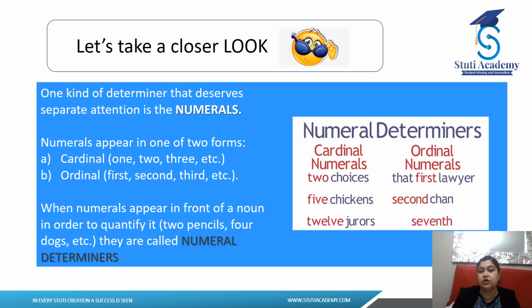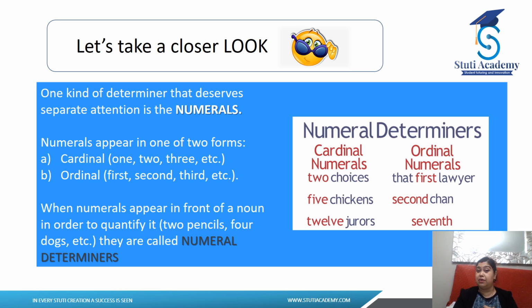Now let's see what's on the slide here. One kind of determiner that deserves a separate attention. Yes, because these are numerals. Numerals, now they appear in two forms, cardinals and ordinals. When numerals appear in front of the noun in order to quantify it, these are numerals. When you are quantifying a noun, first, second, third, fourth.